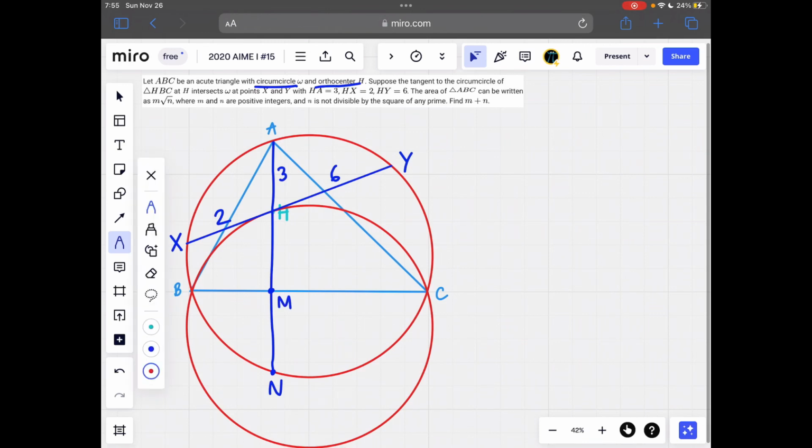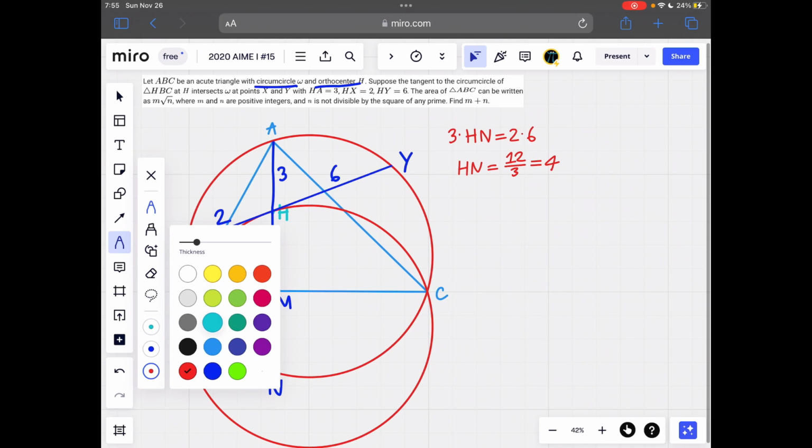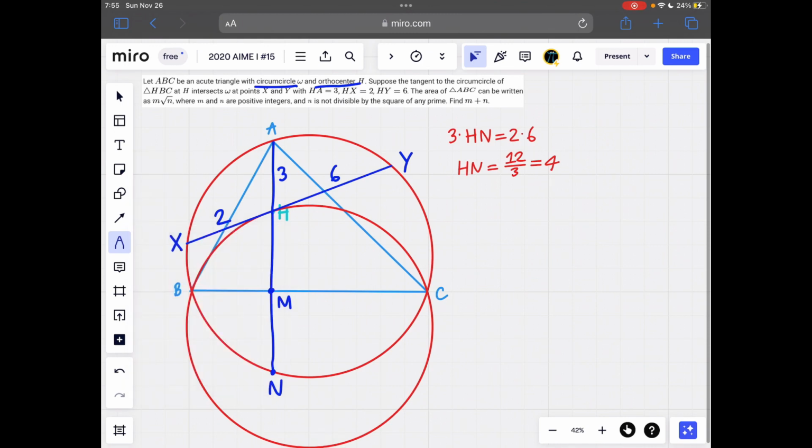The first thing we want to do is compute some lengths. We can do that by power of a point. We know that 3 times HN is equal to 2 times 6 by power of a point at H. So HN is equal to 2 times 6 over 3, 12 over 3, that's equal to 4. We can split it up as HM equals 2 and MN equals 2. So that's about as far as we can go inside circle omega.